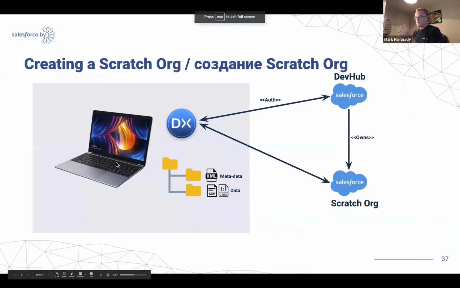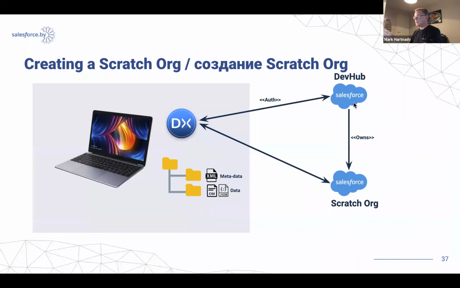So where are we right now? If we visualize this pictorially, you've got your machine here. You've installed DX. You've got some project folders, and in those project folders, we're going to build some metadata. We're going to put some data. We have authorized that dev org that you created previously with DX. So your dev hub is linked to your DX project. And you've also created a new Scratch org, and that dev hub owns that Scratch org. So this is more for administration. This is where we're going to be doing our actual development and testing. And we're going to use DX to move metadata between our machine and the Scratch org.